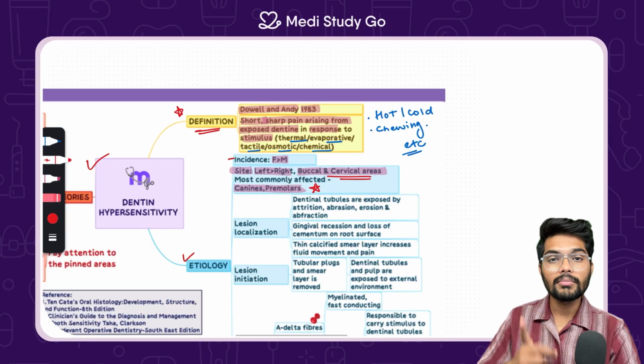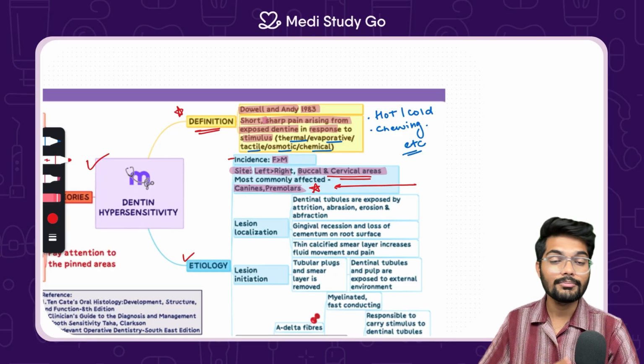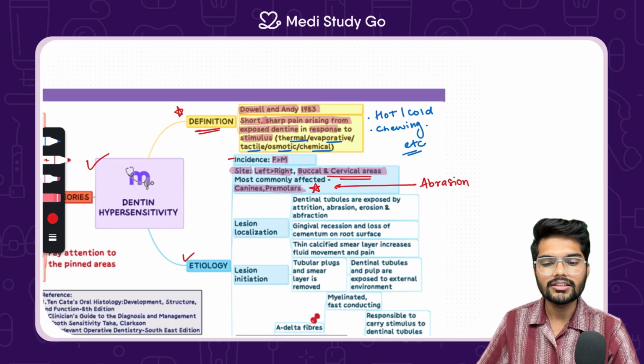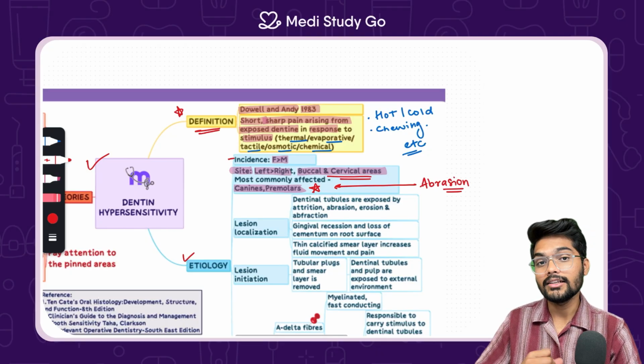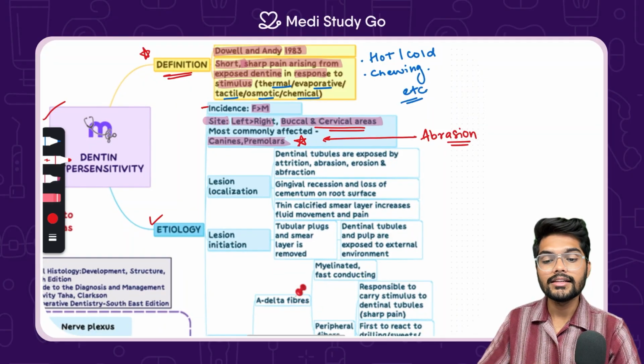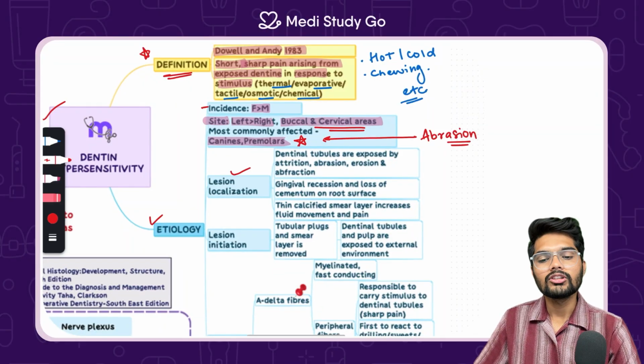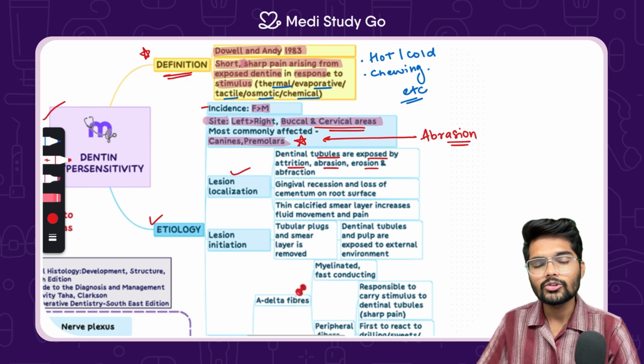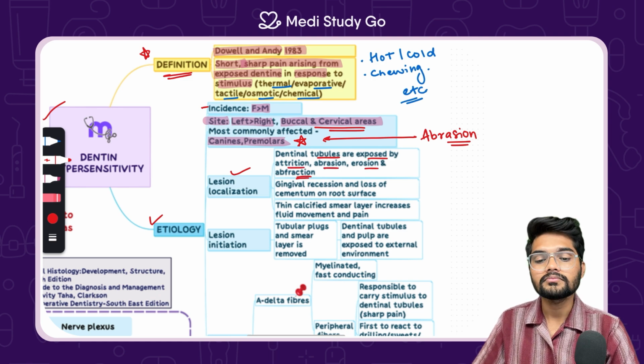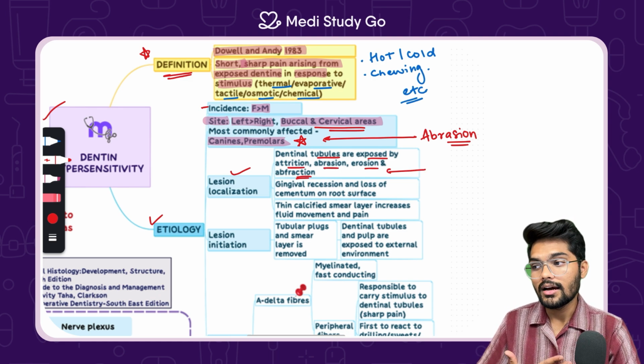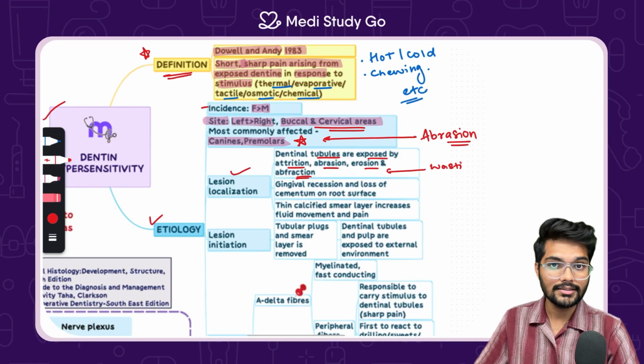Now, when we talk about the buccal and cervical areas and the canines and premolars, the first thing which comes to our mind is abrasion, cervical abrasion, and that is what brings us to the next point, which is lesion localization. So, dentinal tubules are exposed by attrition, abrasion, erosion, and abfraction, which are all types of wasting diseases which lead to exposure of dentine.